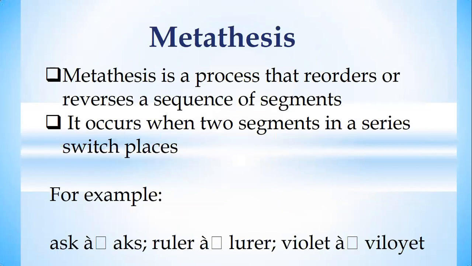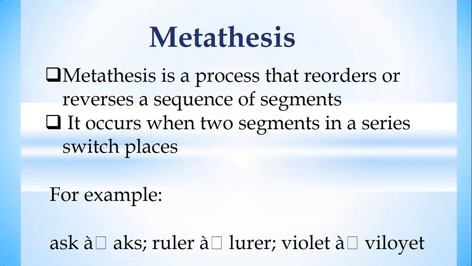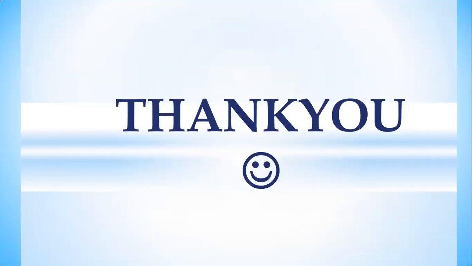And the last one is metathesis. This is a process that reorders or reverses the sequence of segments, or occurs when two segments in a series switch places. For example, asked, aksed; ruler; violet. Okay, so that is my presentation about morphology.